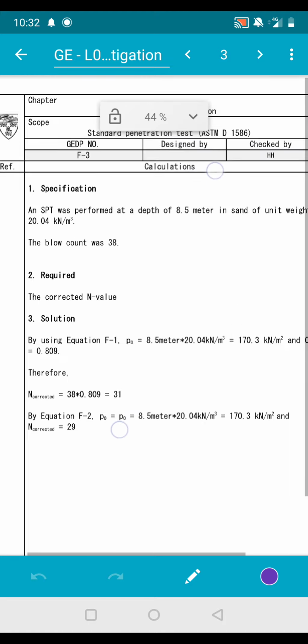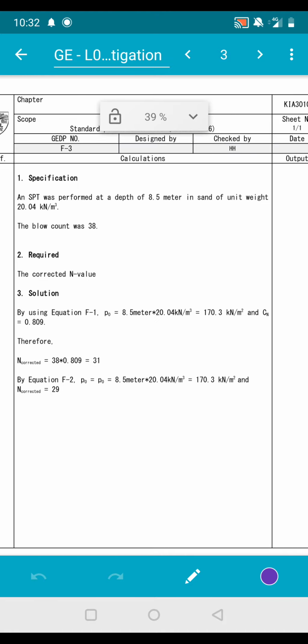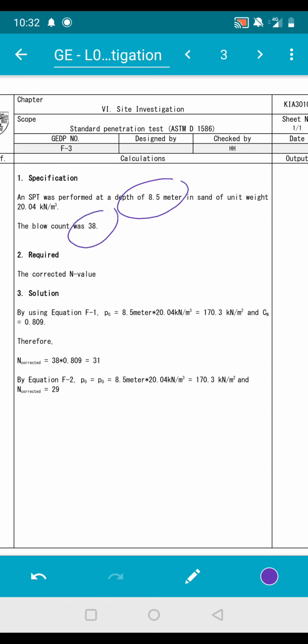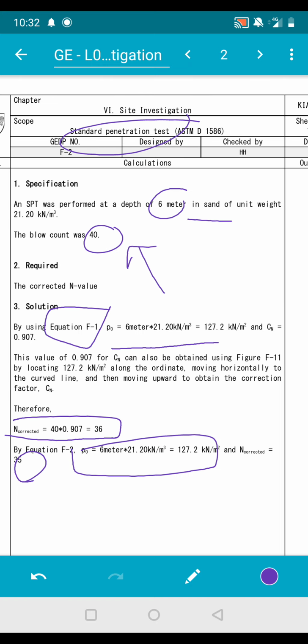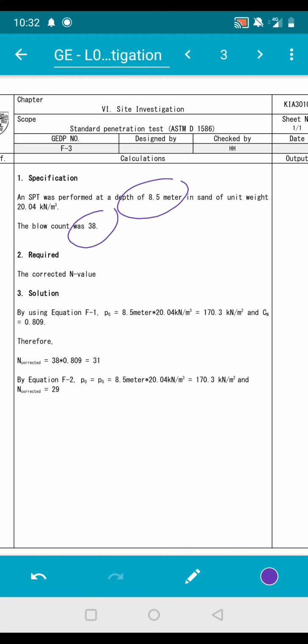Let's look at problem number 3. So the same thing as problem number 1 and number 2, sorry, but at a different depth and the blow count is 38. An SPT was performed at a depth of 8.5 meter in sand of unit weight 20.04 kN per meter cube. The blow count was 38. Required: the corrected N value. The same procedure as this example. In the end, from the first approach, equation F1, the N corrected is 31. However, when you use equation F2, the N corrected is 29.